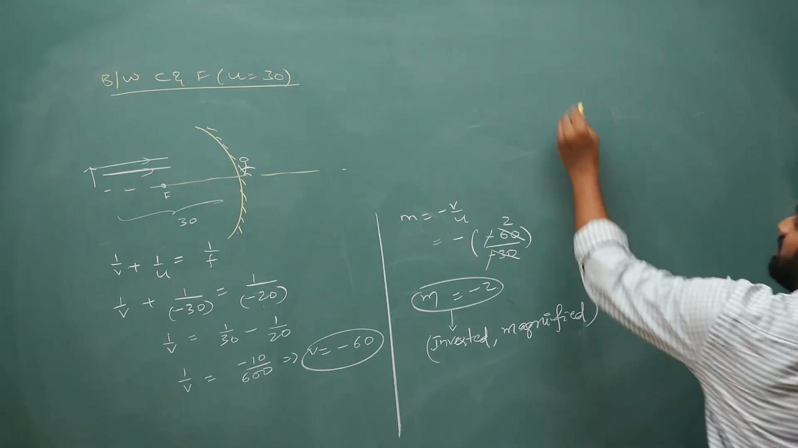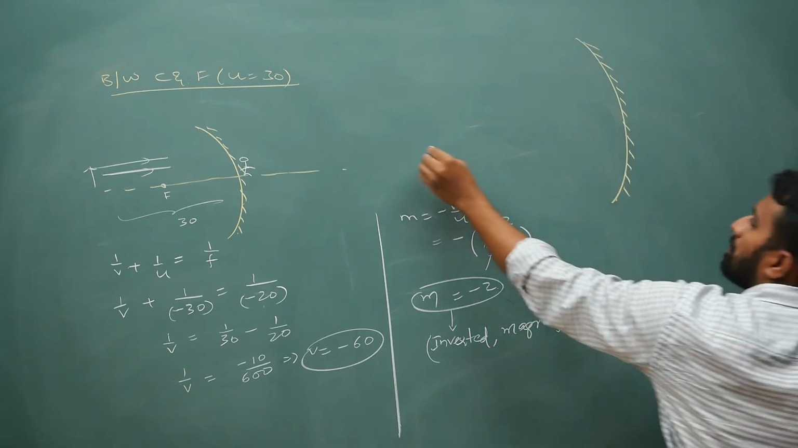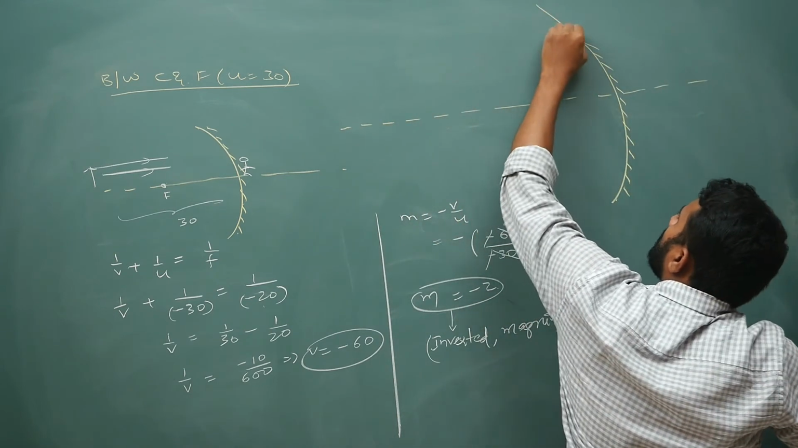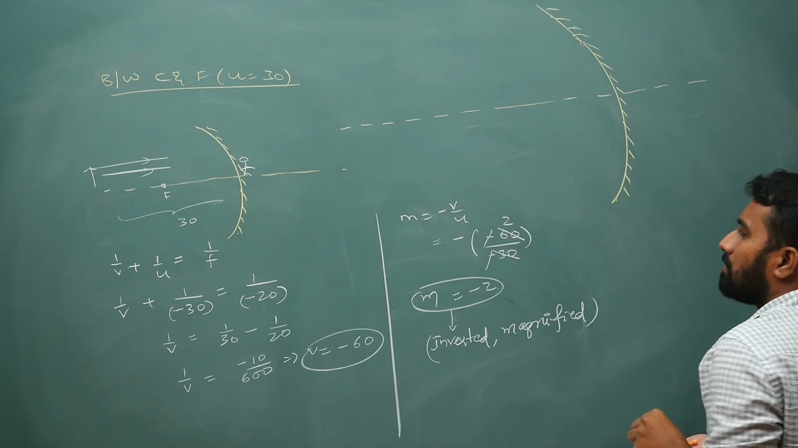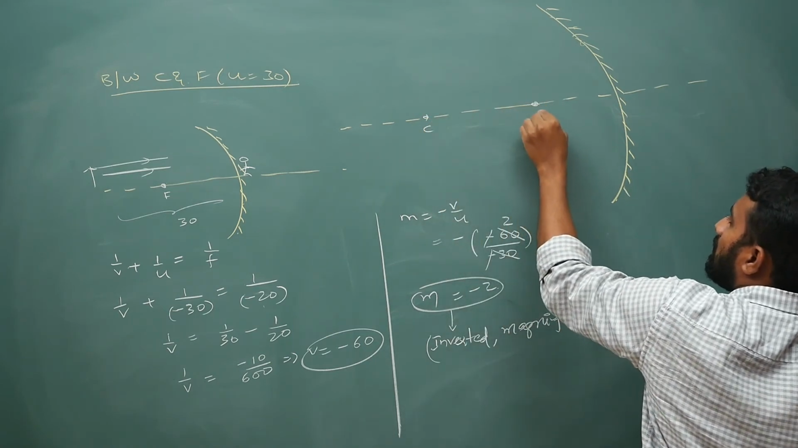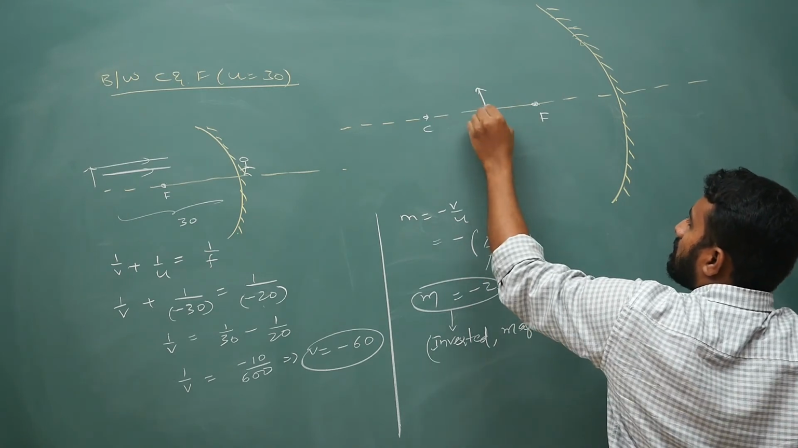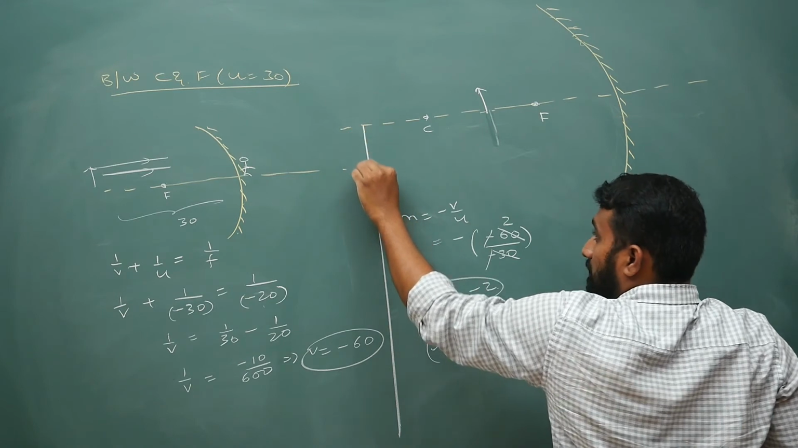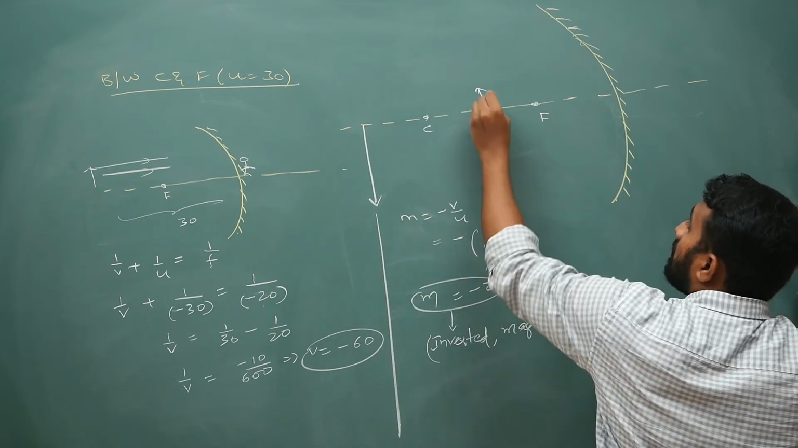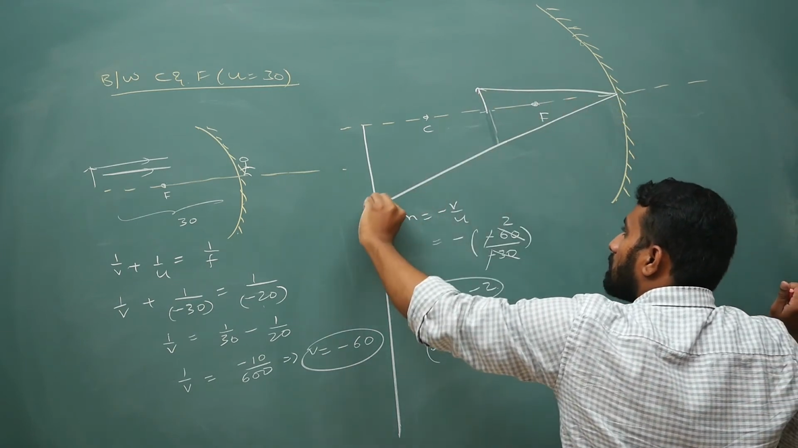So if I draw the ray diagram, okay, so somewhere here you have center, somewhere here you will have your focus, your object it is here. So you got an inverted and very big image. So obviously what is happening? A ray, it is coming, striking the normal, reflecting back.